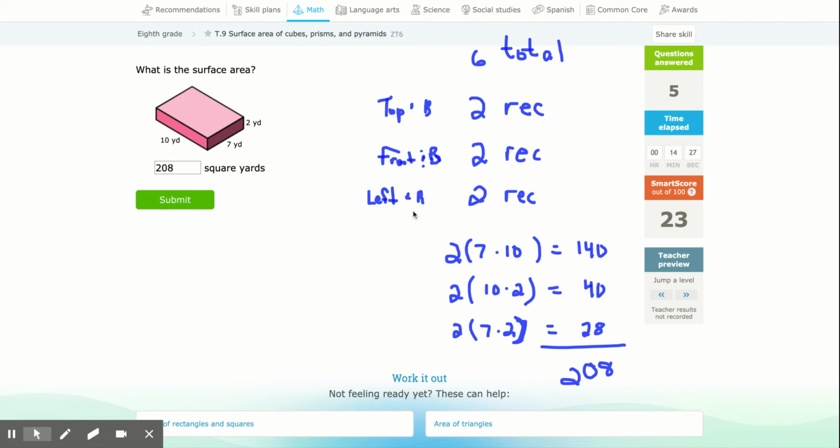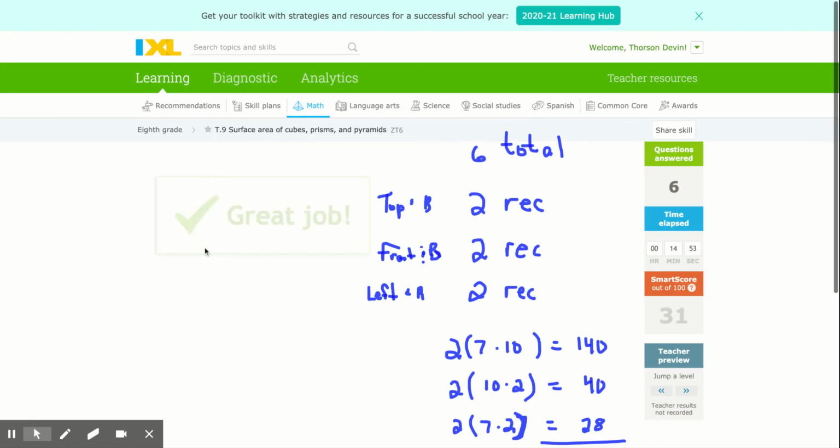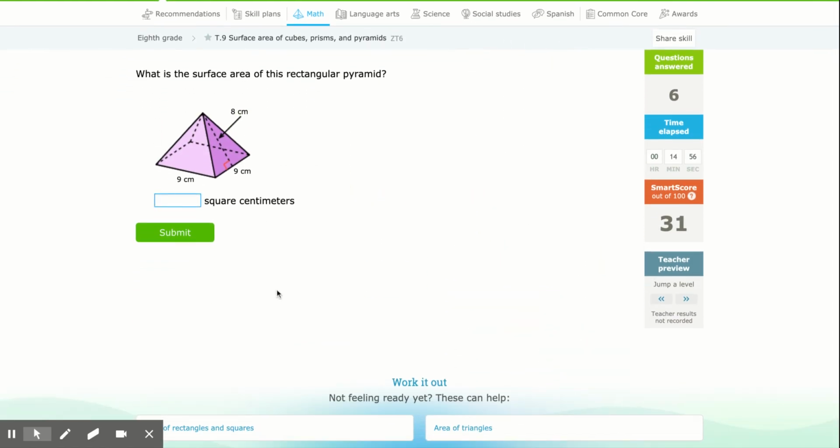Again, top and bottom was 7 by 10, right? 7 in length, 10 in width. That's 7 by 10, there's 2 of them, for 140. The front and the back, there's 10 by 2, and there's 2 of them. And then the right and the left, which is 7 by 2, and there's 2 of those. 140 plus 40 plus 28, and we get 208. So even though there were 6 rectangles, they were of different sizes. Again, I think it's just easiest to do it this way, to do the sides.